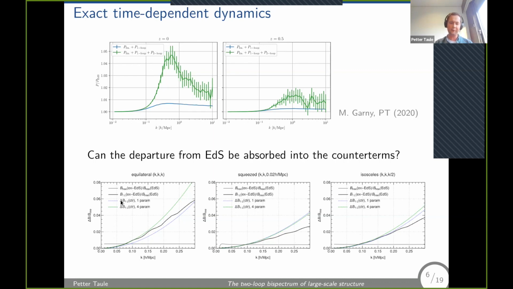Interestingly, however, if we now take the counterterms either for 1 parameter or 4 parameters, then, especially for the 4 parameter case, we can fit this to the difference. So we see that we can actually very well fit the departure from Einstein-de-Sitter up to maybe 0.15 in all cases, so that the departure can be absorbed into the counterterms.